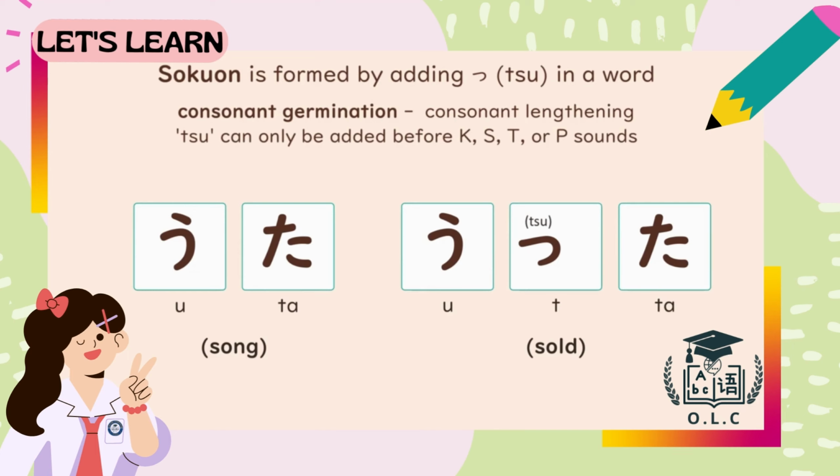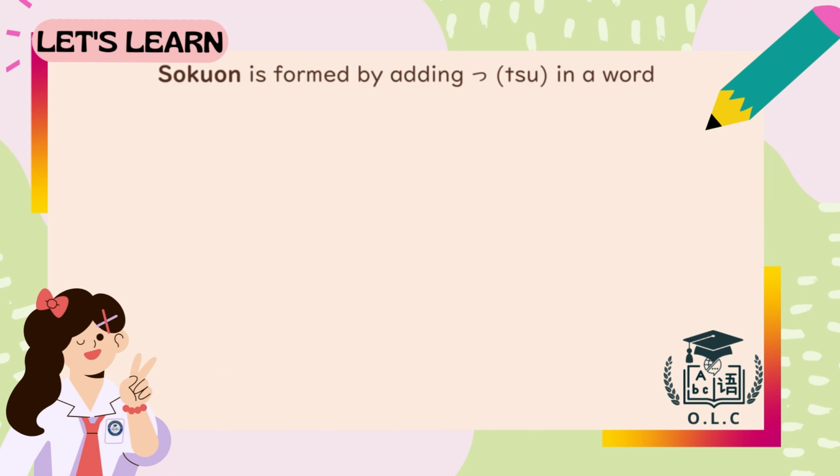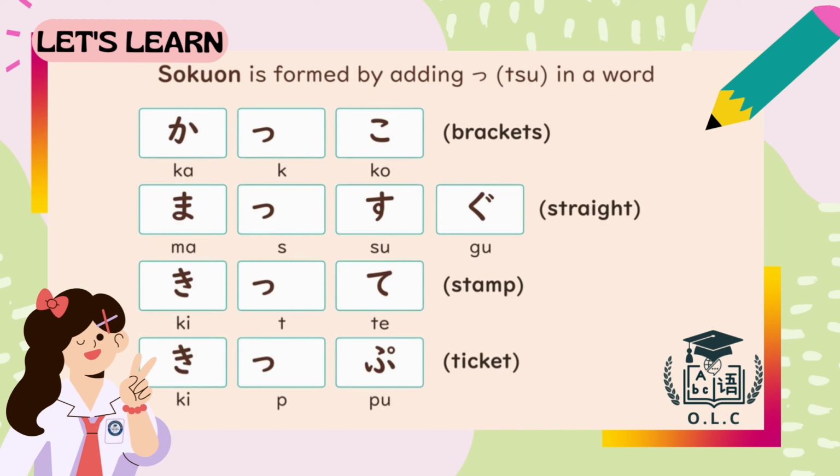Now this small tsu is only added before characters from K, S, T, or P row. So when we add the small tsu before characters from these rows, the consonant sound of K, S, T, or P is pronounced longer. And because of this extra lengthening of the consonant sound, the small tsu is regarded as an individual mora, an individual syllable sound. Listen to the following example words and listen carefully to how the consonant sound after the small tsu is pronounced longer.